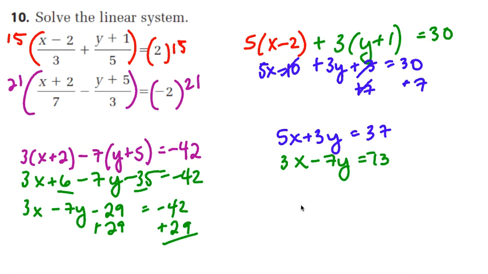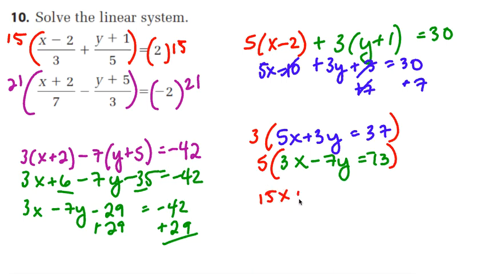Okay, so there are two different ways you can do this. From here, you can either use substitution or you can use elimination. I'm just going to go ahead and use elimination. I'm going to turn these both into 15 so I can cancel them out. To do so, I'm going to multiply this one by 5. I'm going to multiply this entire top by 3.